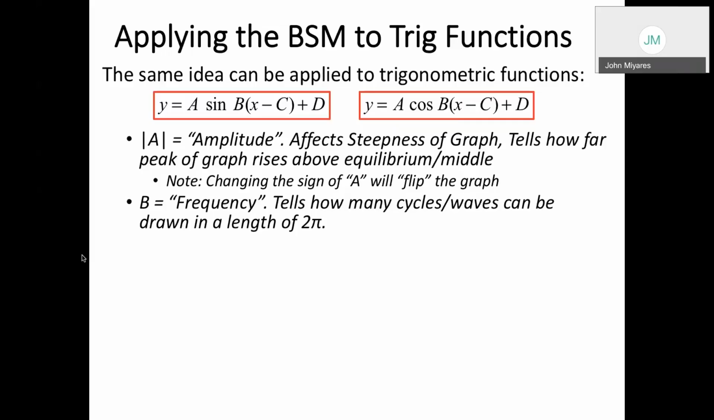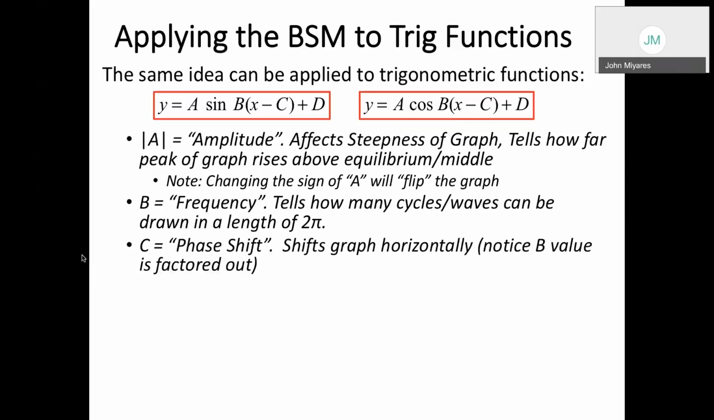The C value is referred to in this graph as the phase shift, and it determines the horizontal shift in the graph. Just like with other functions that we've worked with, if you see it as x minus some constant value c, then the graph is going to be shifted to the right. But if you have x plus c inside the parentheses, meaning you're subtracting a negative value of c, you're shifting the graph to the left.